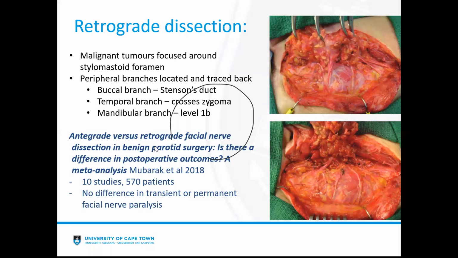An interesting study conducted by Mubarak et al. in 2018, which was a meta-analysis comparing outcomes between retrograde and antegrade facial nerve dissection in benign parotid surgery, reported some interesting findings. In the 570 cases, 319 of which were retrograde and 251 antegrade, there was no difference in the incidence of permanent or temporary facial nerve dysfunction. And interestingly, no difference in sialocele formation. And further, there was an average 19 minutes reduction in operative time and 25 mL of blood loss in the retrograde group compared to the antegrade group.